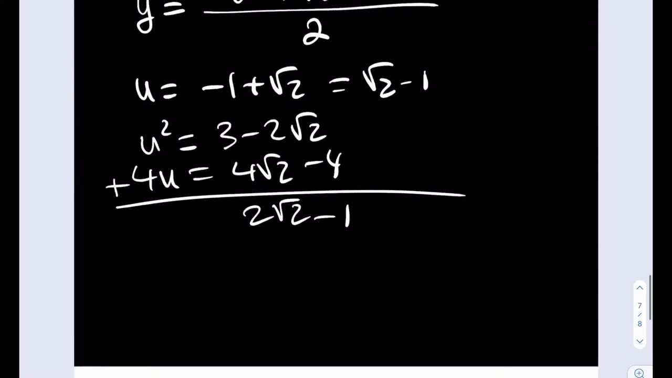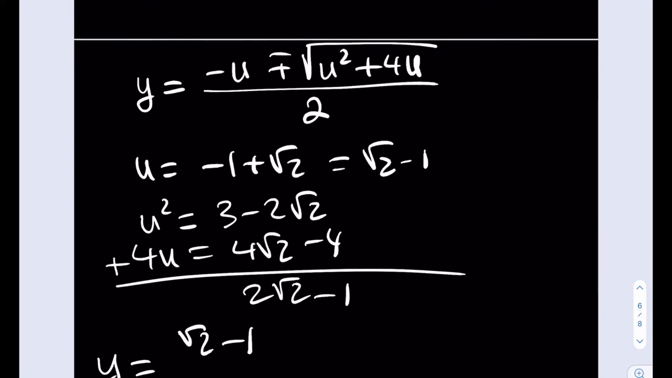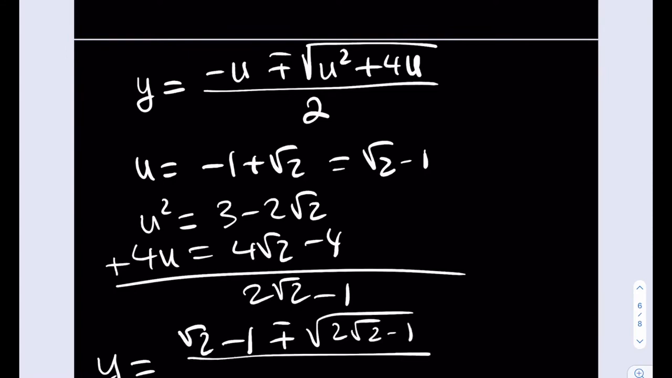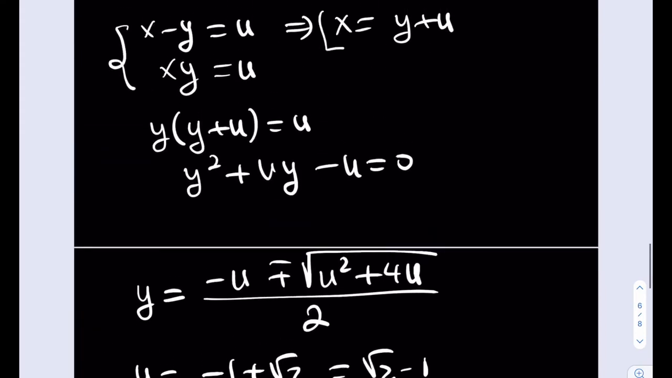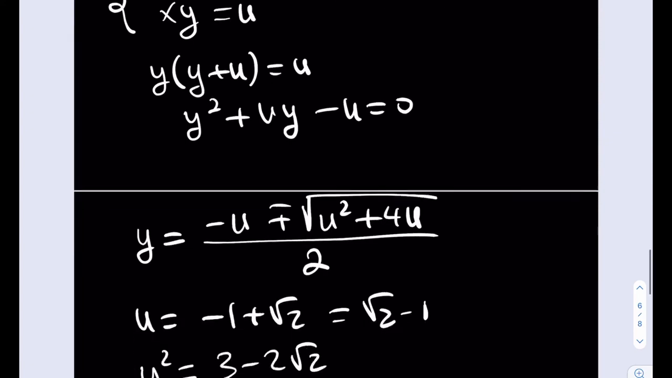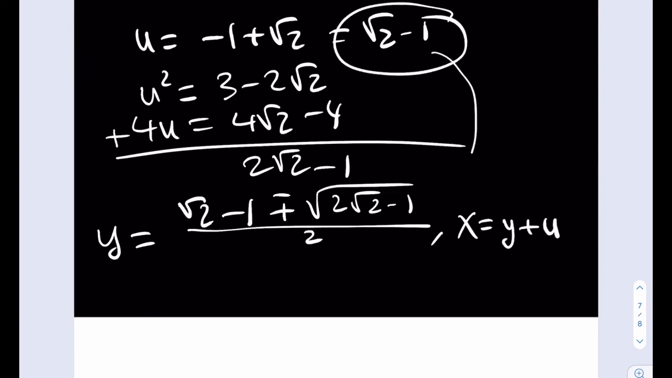And along with the u, it's going to look like this, root 2 minus 1. So I'm writing the y value here: root 2 minus 1 plus or minus the square root of this, which is 2 root 2 minus 1, all over 2. This is going to be the y value, and the x value, if you remember in our substitution formula, we said that x equals y plus u. So x is just going to be y plus u, which is given by this value. So by adding this value, I'm going to be finding the x value from there as well.